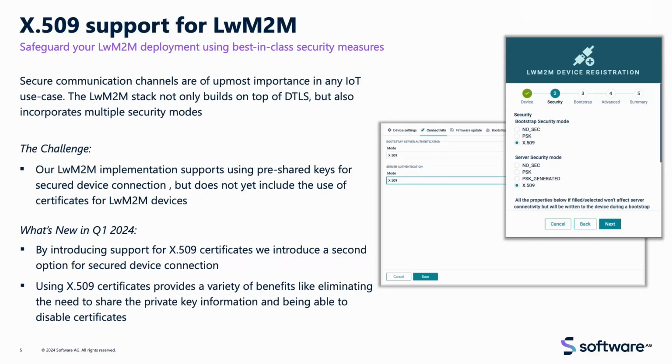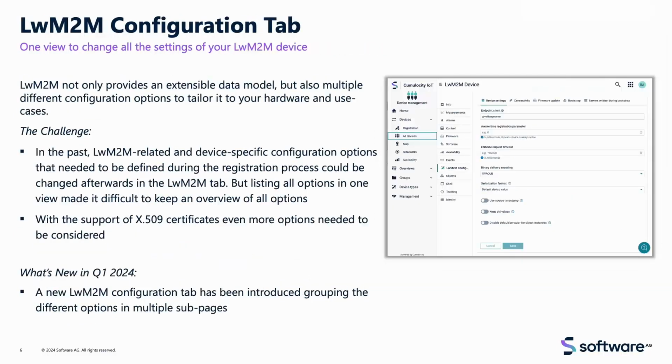Using X509 certificates provides a variety of benefits, like having an option to provision the certificates already during the manufacturing process of the device, eliminating the need to share the private key information and being able to disable certificates, thereby elevating the overall level of security of your deployment.